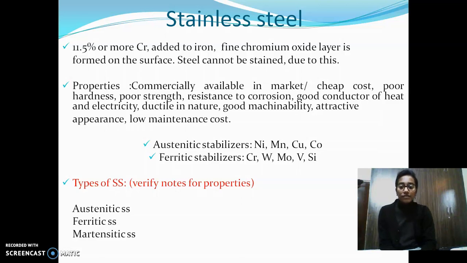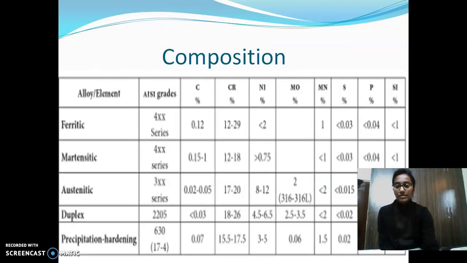Under this we have austenitic stabilizers, which has nickel, manganese, copper and cobalt, and ferritic stabilizers, which has chromium, tungsten, molybdenum, vanadium and silicon. So types of stainless steel, we have austenitic stainless steel, ferritic stainless steel and martensitic stainless steel. So these are the composition of ferritic, martensitic, austenitic, duplex and precipitation hardening.